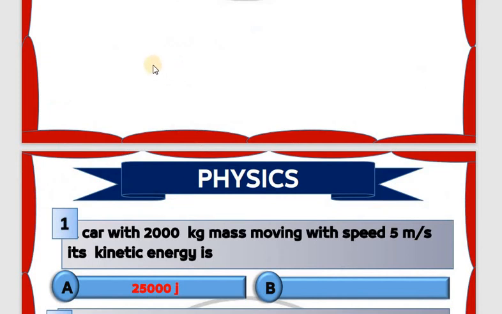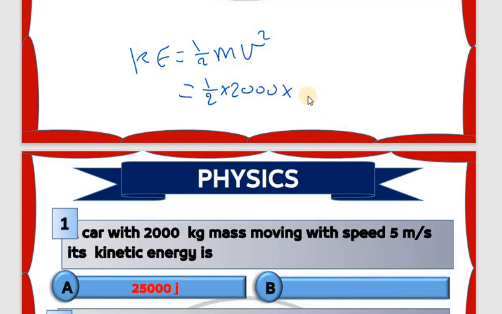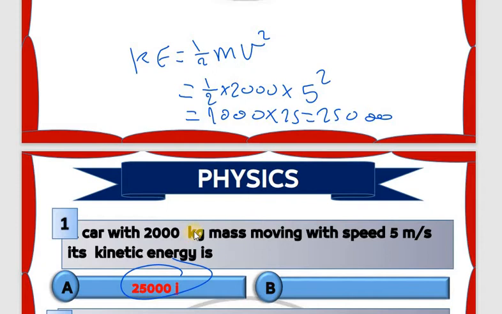To calculate kinetic energy, KE equals 1 over 2 mass times speed squared. So it's 1 over 2, mass is 2000, times speed squared, 5 squared. Half of 2000 is 1000, times 25, so 25,000 joules. So kinetic energy is 1 over 2 mass times speed squared.